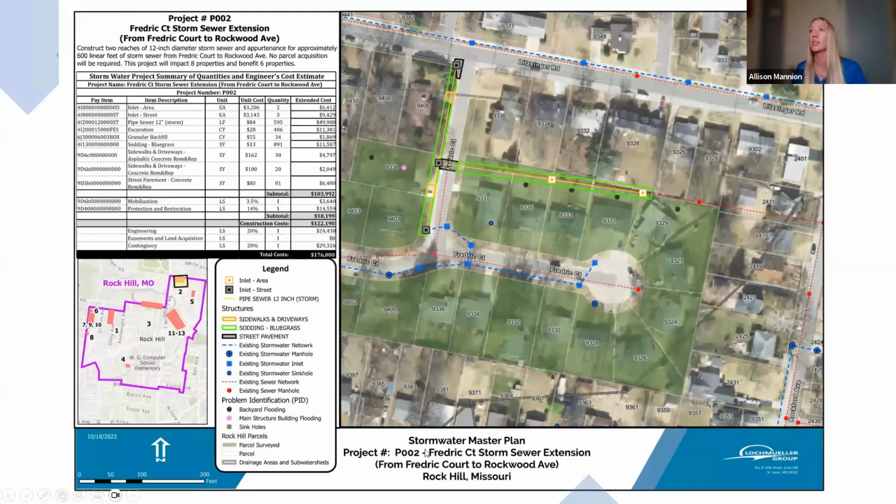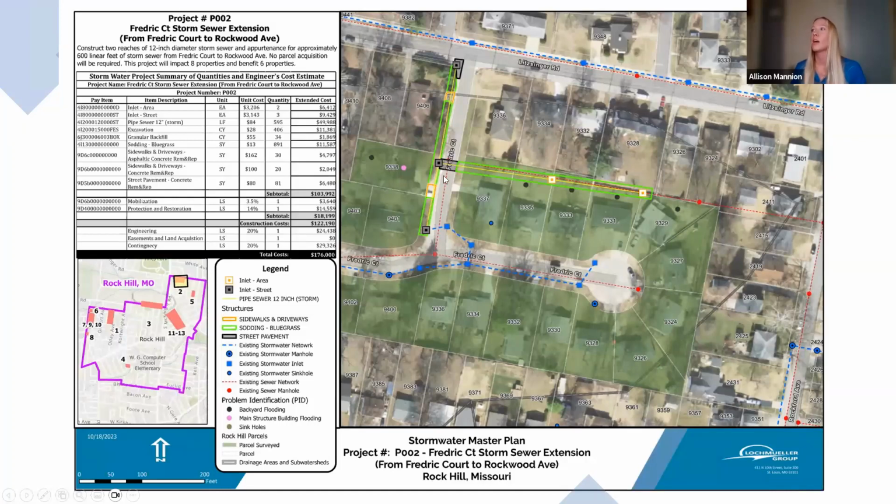So with this second project, Frederick Court Storm Sewer Extension, the problem they're experiencing here is water flowing down from Litzinger and from the west, and there's a flow path that comes down. Water is collecting in the backyards of these houses on the north side of Frederick Court, flowing through these backyards. Our recommendation is to use the existing easement that's there for the sanitary sewer and put a storm sewer in there as well, to help collect and divert the flow into the storm sewer system.